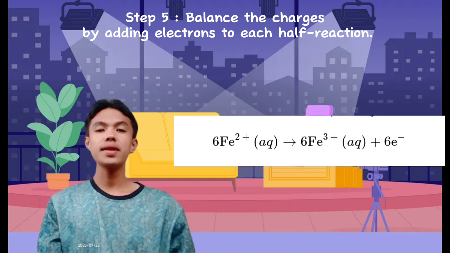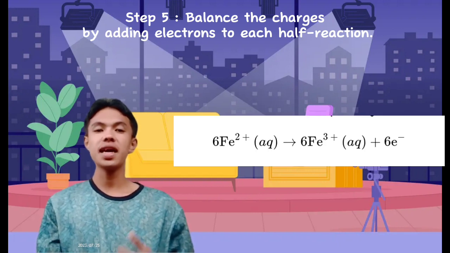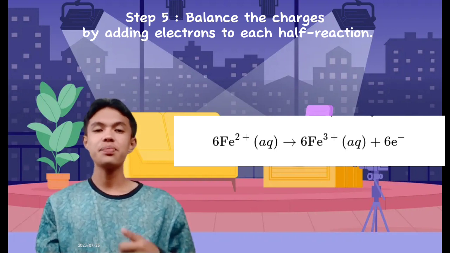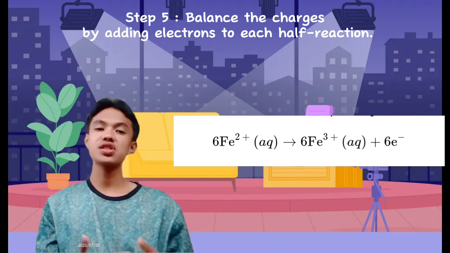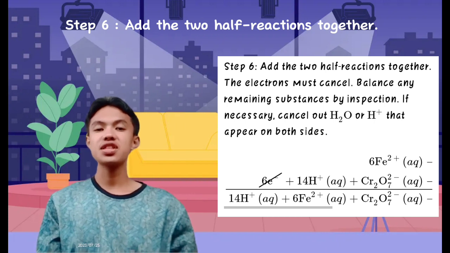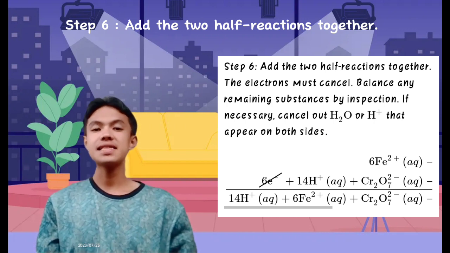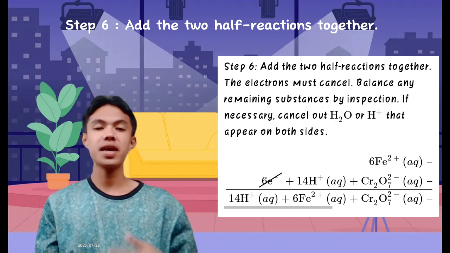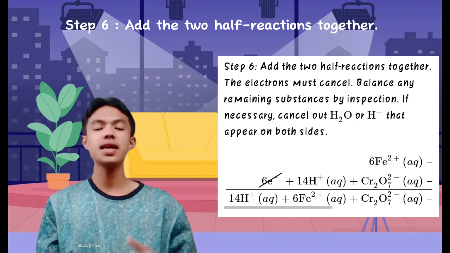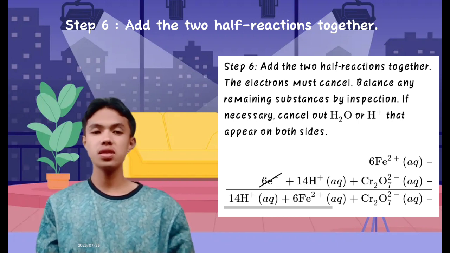Now, equalize the electrons by multiplying everything in one or both equations by a coefficient. In this example, the oxidation half reaction will be multiplied by 6. Step 6. Add the two half reactions together. The electrons must cancel. Balance any remaining substances by inspection. If necessary, cancel out H2O or H+ that appear on both sides.